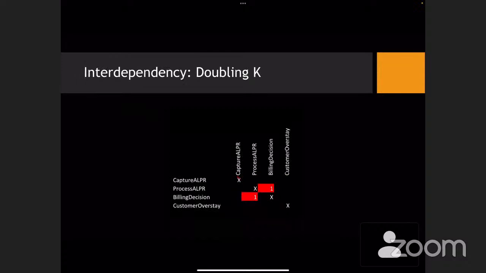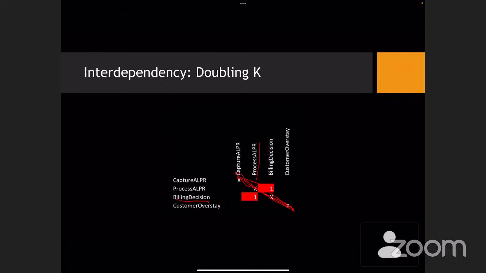What we need to look out for in these kinds of matrices is this concept of mirroring. If we draw this line down the middle and we see that this component is dependent on this component, and this component is also dependent on another component, we have interdependency. And interdependency, we all know what that means when we see it as software architects. We know this is bad. The reason it's bad is because you're doubling K.